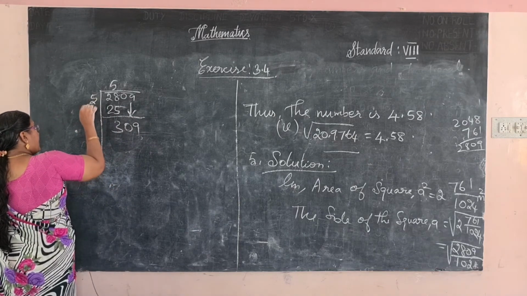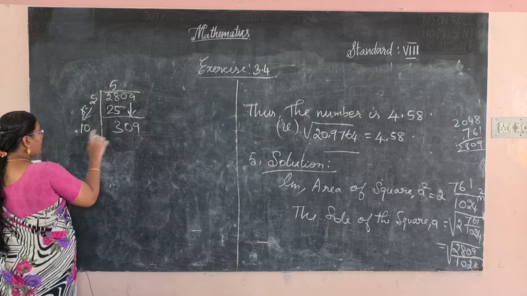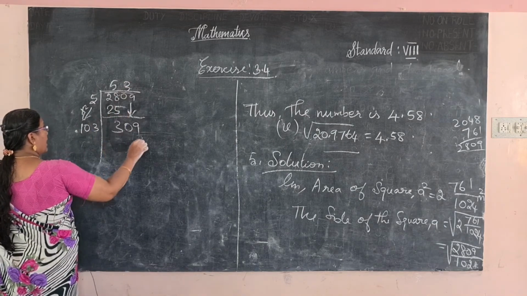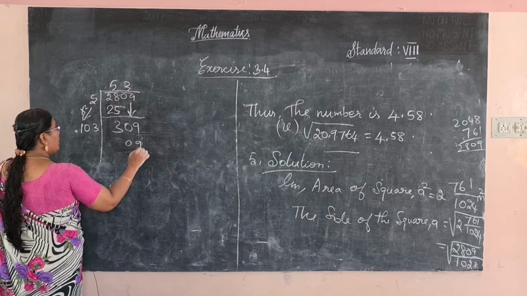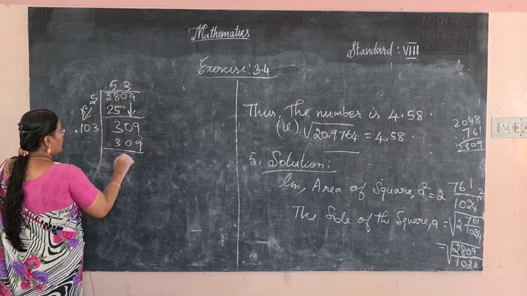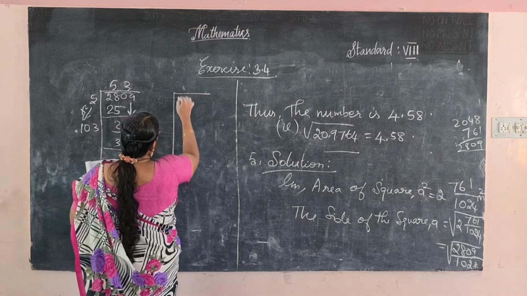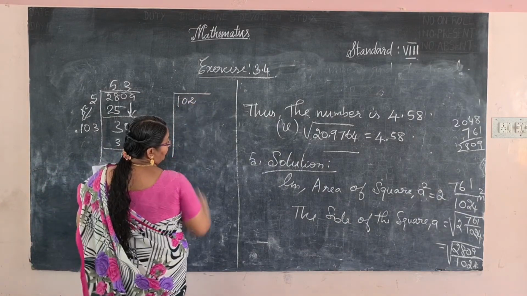So the divisor multiplied by 2 is 10. Which number do we multiply? 3, is it? 3 3s are 9, and 3 times 0 is 0. 3 1s are 3. So the remainder will be 0. And next, the square root of 1024.